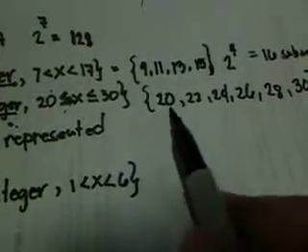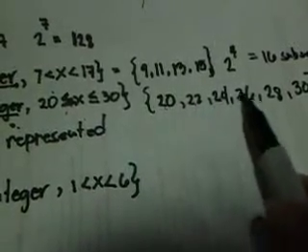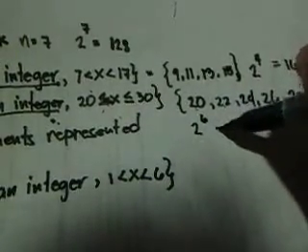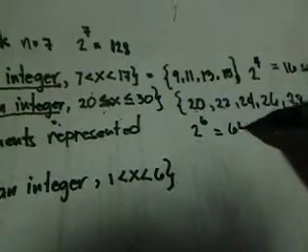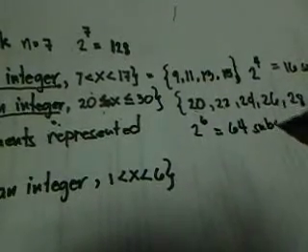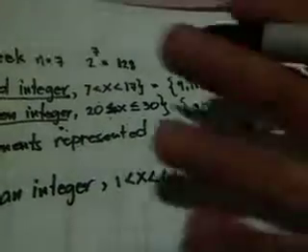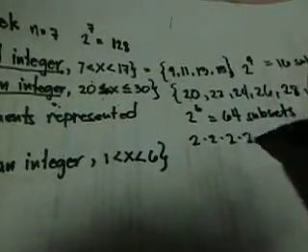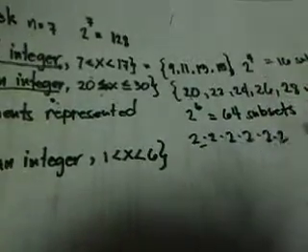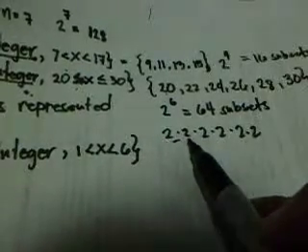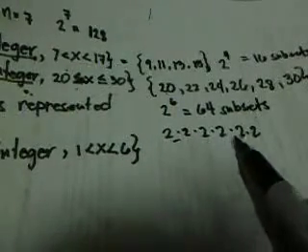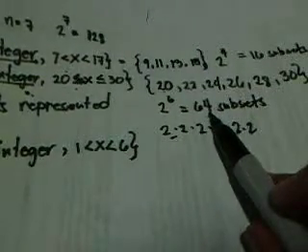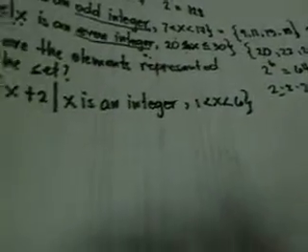So let us count the elements. How many elements? 1, 2, 3, 4, 5, 6. So that is 2 raised to 6, and the answer is 64 subsets. Again, here we have 2 times 2 times 2 times 2 times 2 times 2, which is 2 raised to 6. Let us multiply: 2 times 2 is 4, times 2 is 8, times 2 is 16, times 2 is 32, times 2 is 64. So therefore the answer is 64 subsets.